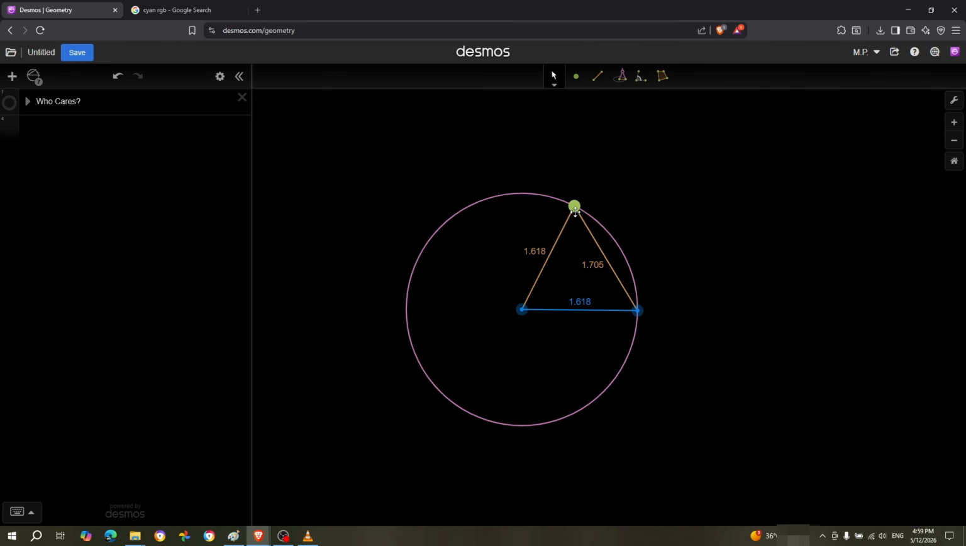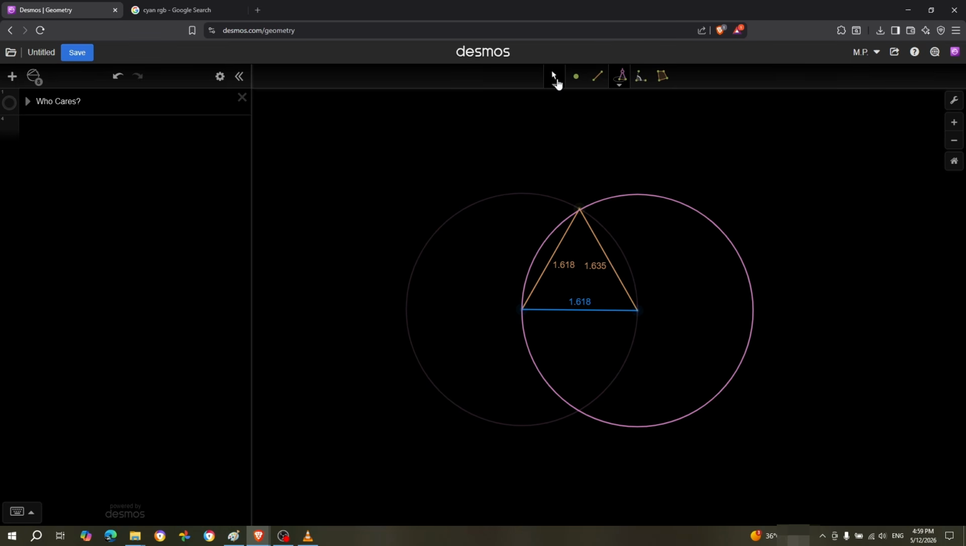Wait, since it's the same distance, we'll just draw another circle. Putting it on the other end, they intersect at that point. And this reveals that there are actually 2 answers. 2 ways to draw an equilateral triangle for a given base. It's the top intersection or the bottom.